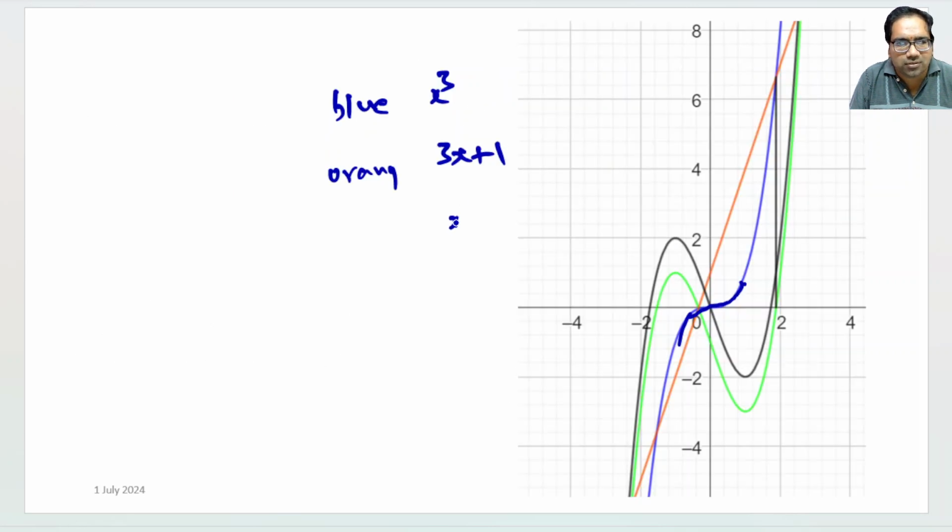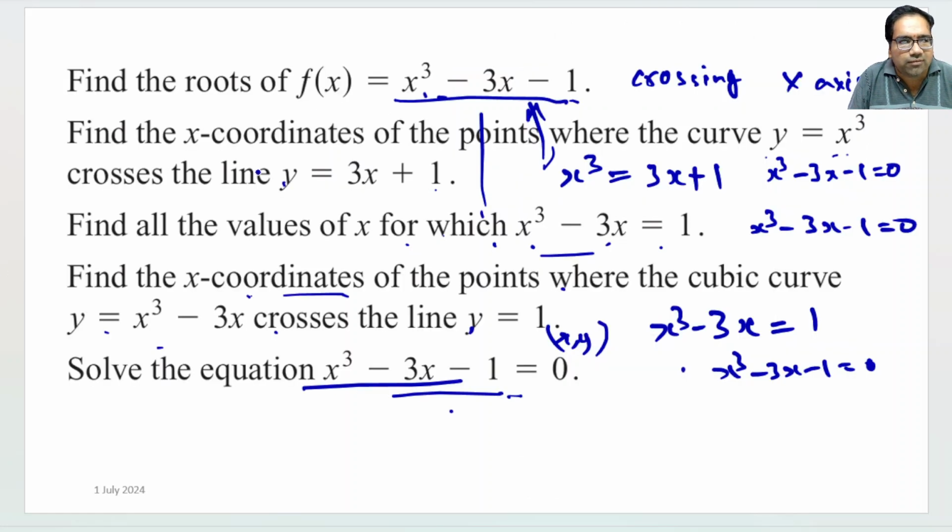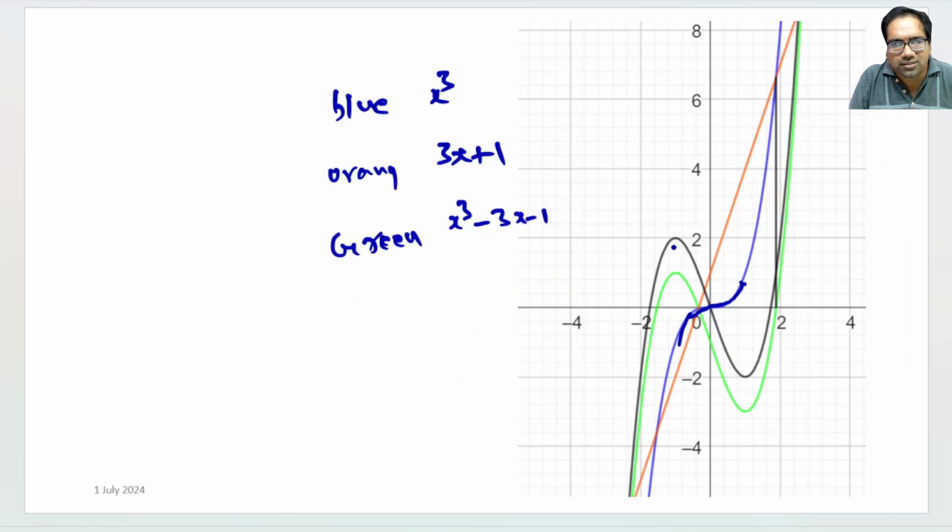F of x is x cube minus 3x minus 1. This is green. This one, x cube minus 3x minus 1. Okay. And what are we saying? Find the roots of this equation, x cube minus 3x minus 1. What does that mean? When this green line is touching the x-axis. That is this point. 1, 2, 3. Right. These are the 3 points.